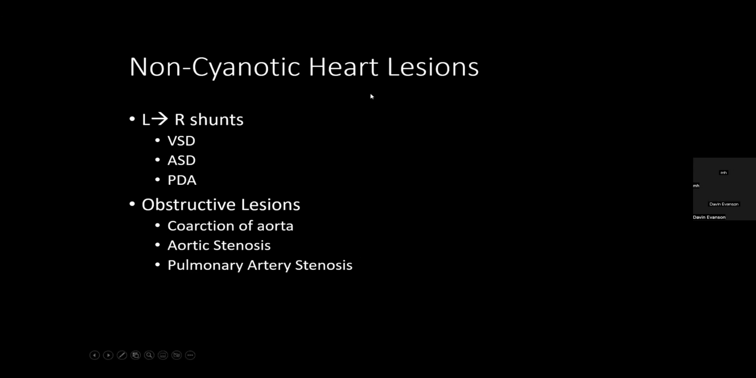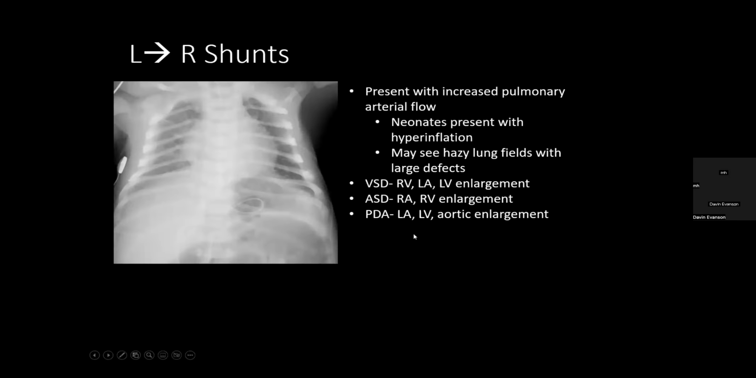And then our non-cyanotic ones. So a lot of the shunts, so these will have increased vascularity. So that's an important thing to make a note of. And then some obstructive lesions. So left-right shunts present with hyperinflation, hazy lung fields, plus or minus defects. And we're looking to see what chambers are enlarged. That will help us figure out what's going on. And in reality, the kid's going to get an echo anyway, but I think it's helpful to think of some of these things.